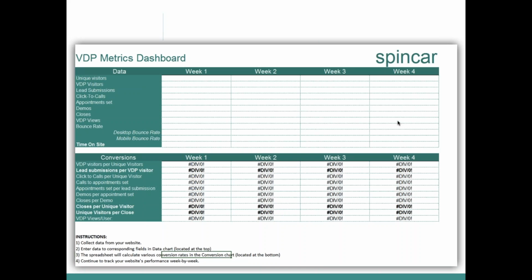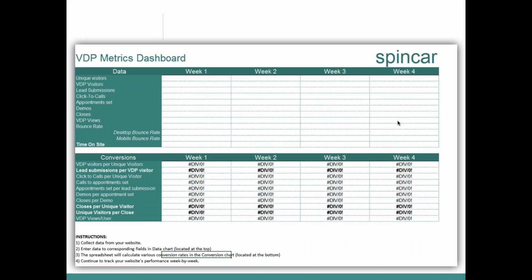Lead submissions per VDP visitor. This is emboldened because this is obviously that famous conversion rate that people talk about on their website. So how effectively is my VDP page converting somebody into a lead? Are my calls to action good? Are my lead forms good? Are they above the fold? Is it easy enough to fill out? Am I asking for any unnecessary information? There's a lot of things there.